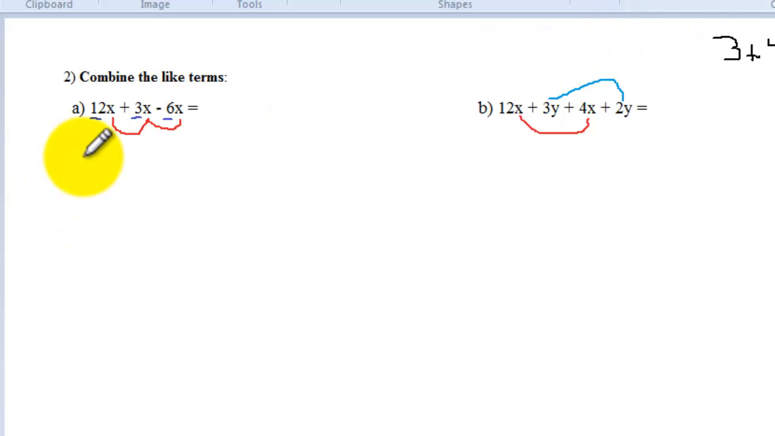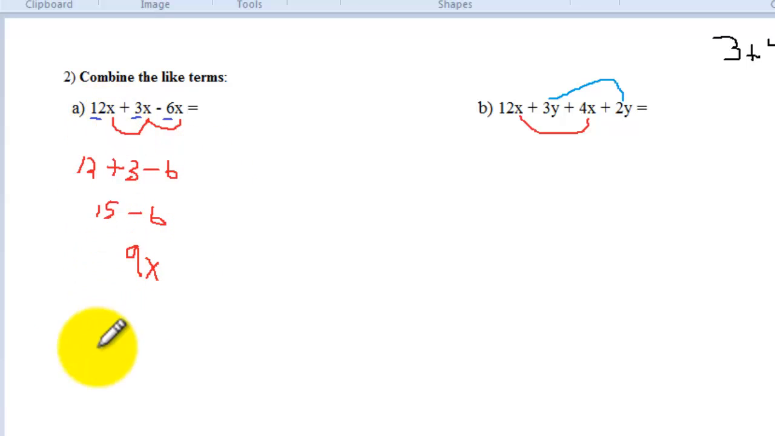So let's pull that out. That's basically what we're doing. 12 plus 3 minus 6, which is then 15 minus 6, which is 9. You combined the coefficients, but your x has not gone anywhere. So your answer then is 9x.